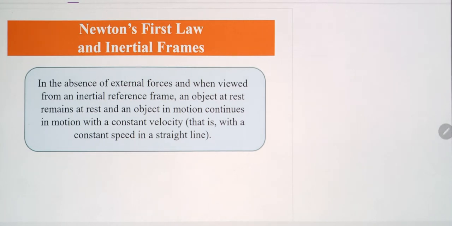The condition is that the summation of forces on the object, in an inertial frame of reference, must be equal to 0. This is the first law.